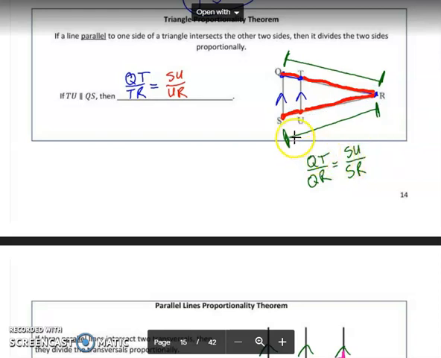And I'll have students that'll set it up this way. They'll say, okay, these go together. So you could set up something like QT over SU. And if you do that, then you've got to go with these two sides, TR divided by UR. You could set it up that way. And so you'll notice, several different ways in which these could be set up that would still be perfectly fine.